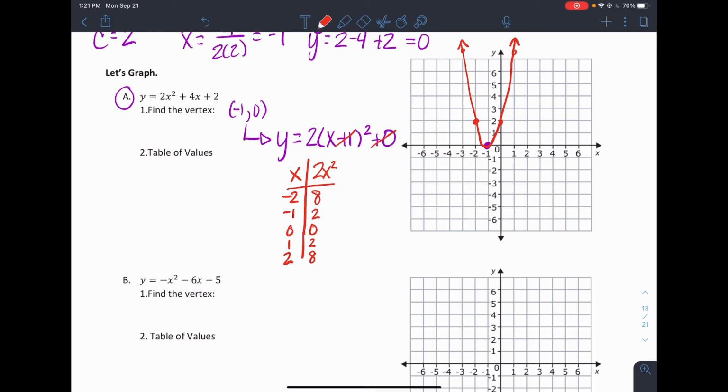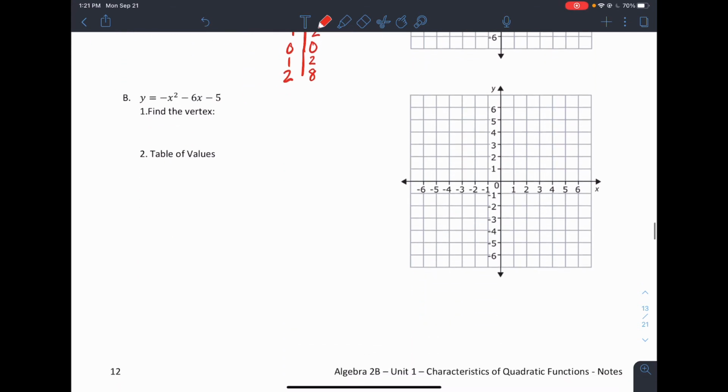Let's try that one more time. Okay. The first thing I want to do is find the vertex. So x equals negative b over 2a. So x would equal positive 6, right, because it's negative, over 2 times negative 1. So 6 over negative 2 equals negative 3.